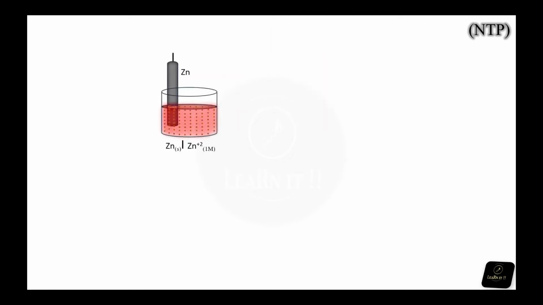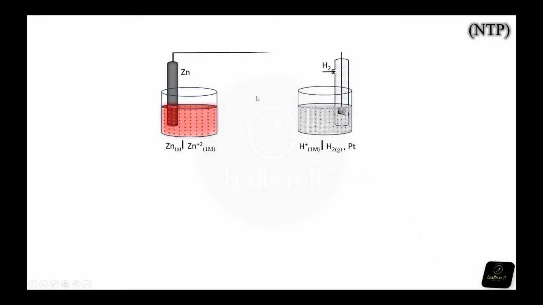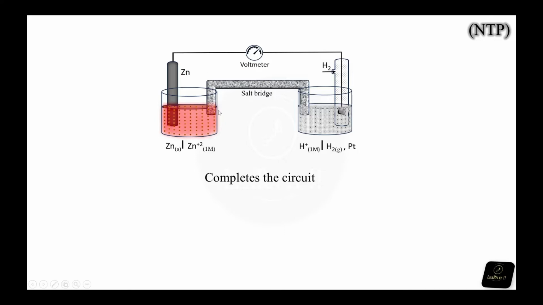we take the zinc electrode and connect it with the standard hydrogen electrode. Here both the electrode materials are connected through a wire. In between them a voltmeter is placed, and both the solutions are connected by a salt bridge. So this constitutes a cell. The function of the salt bridge is that it completes the circuit and maintains electrical neutrality.